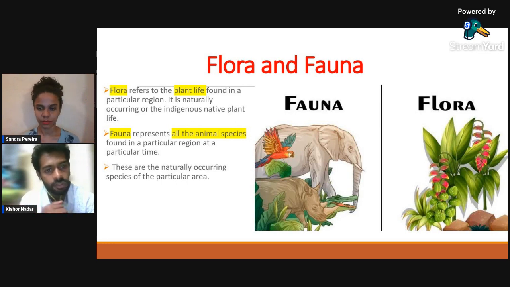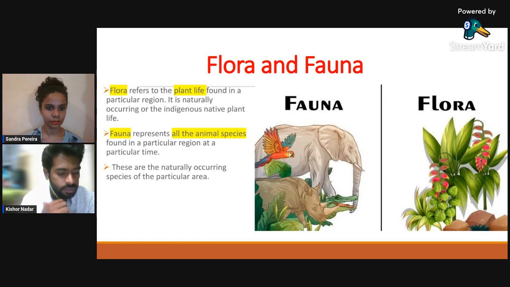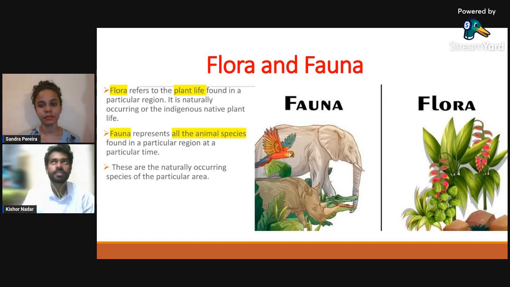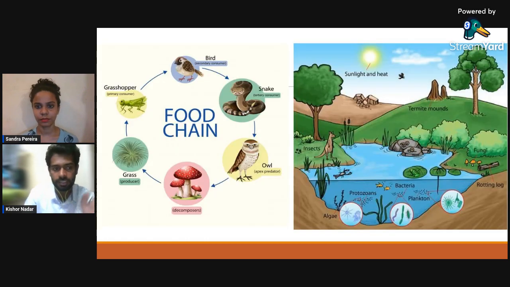And fauna. Fauna is all the animal species found in a particular region. Same goes for fauna: the word comes from the goddess of earth, the sister of Faunus. Faunus is the spirit of the forest. So these are naturally occurring species of a particular area. And we'll talk a little about ecosystem and then about the interdependency of flora and fauna of a region.